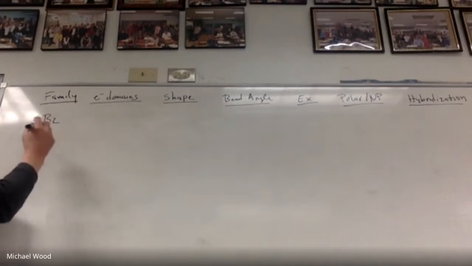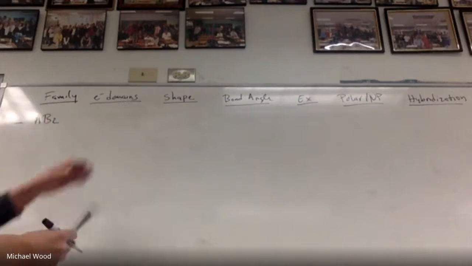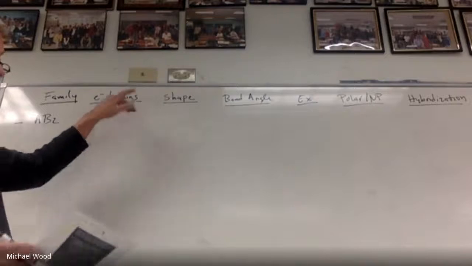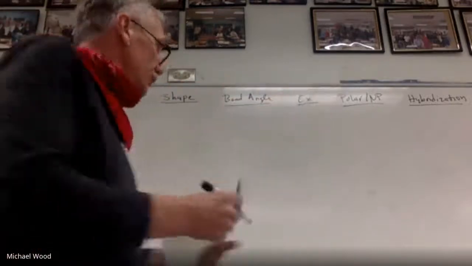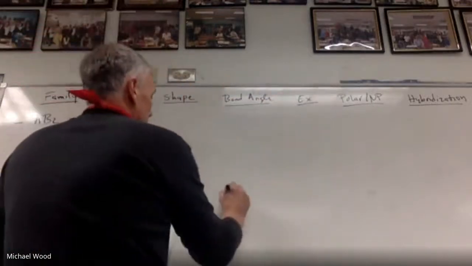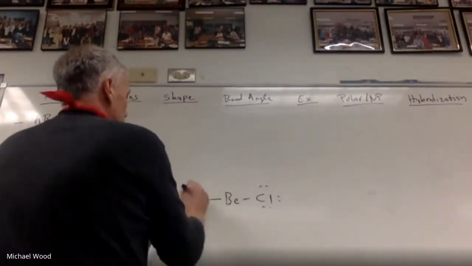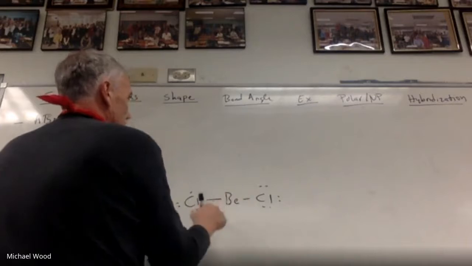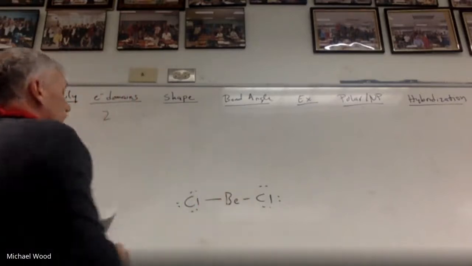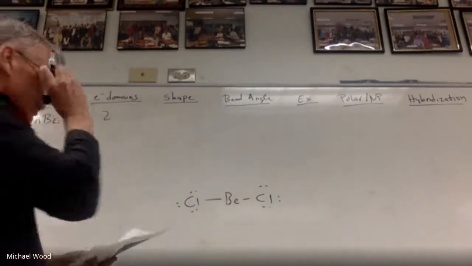But here's family number 1, AB2. Electron domains. Like I showed you in BeCl2, and we're always looking around the central atom, this has 2 electron domains. The shape of this is linear.